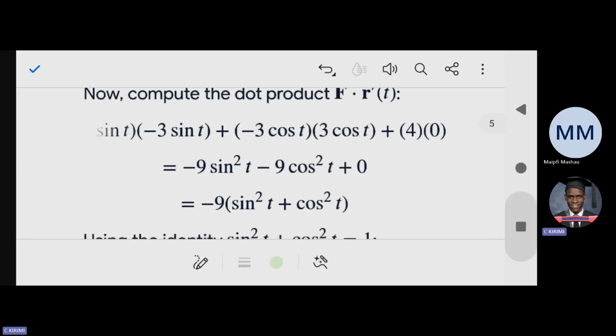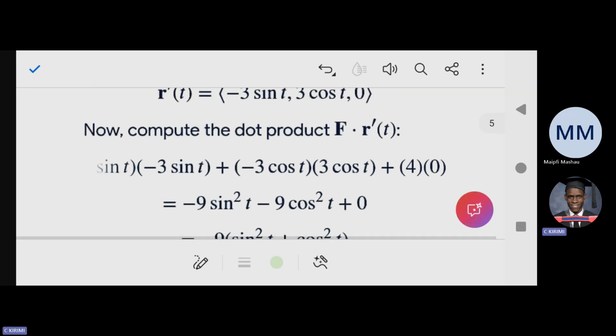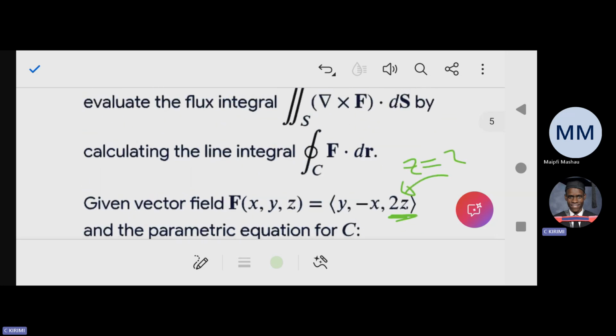All right. So let's expand f dot r prime of t. Why are we doing this? Check the formula. F multiplied by dr.